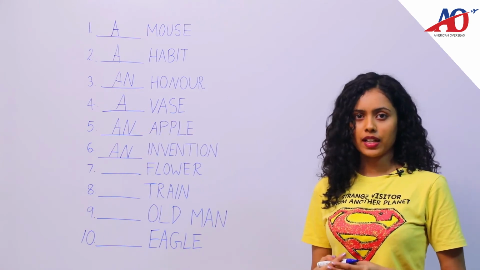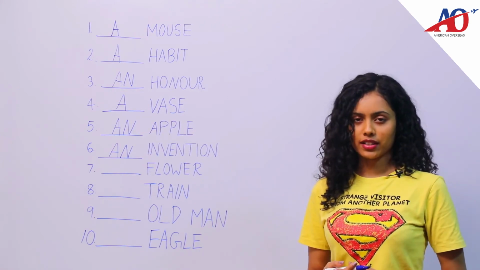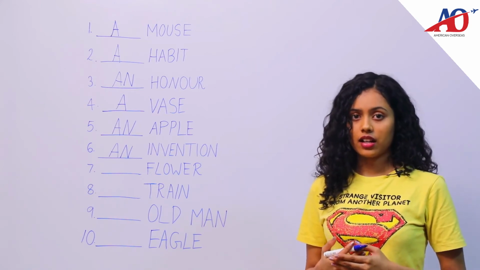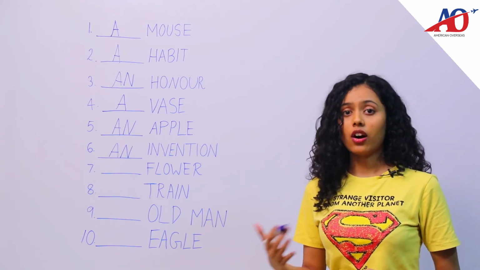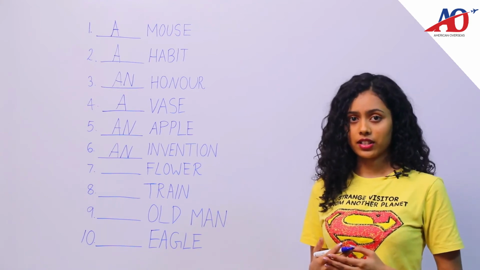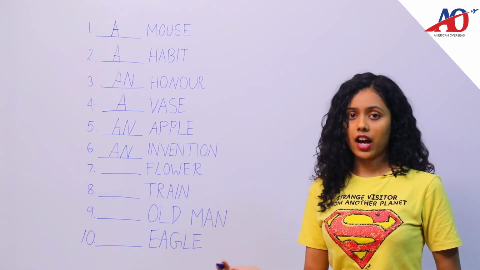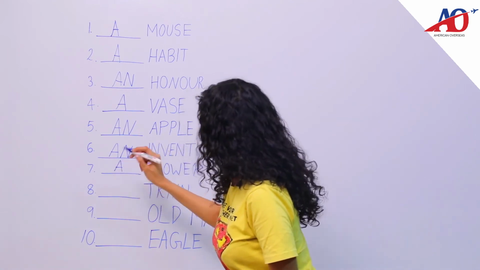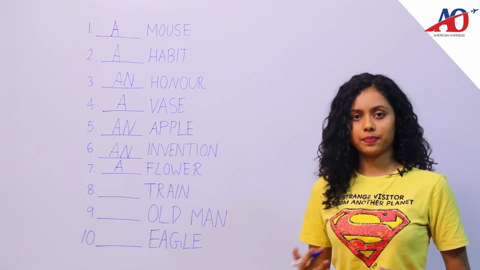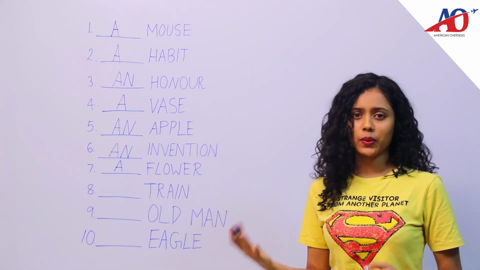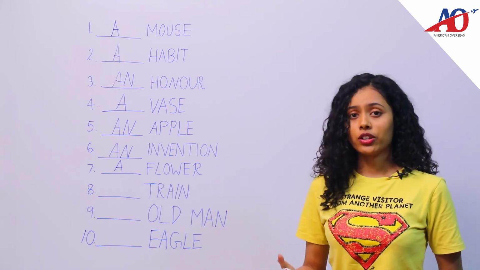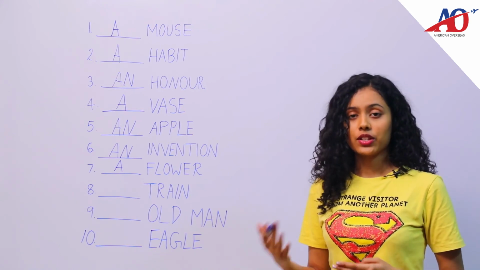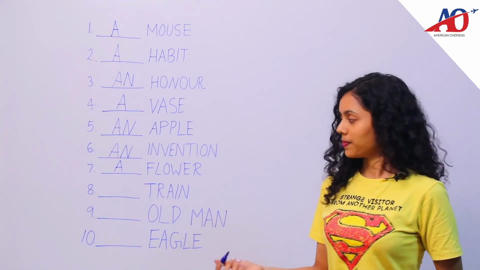Flower. It's a very commonly used word. Do we say a flower or an flower? Flower is definitely a consonant sound and not a vowel sound. So we would say a flower. Train. This is also a very frequently used word. If you want to go to another city, you would have to take a train. So we would say a train.